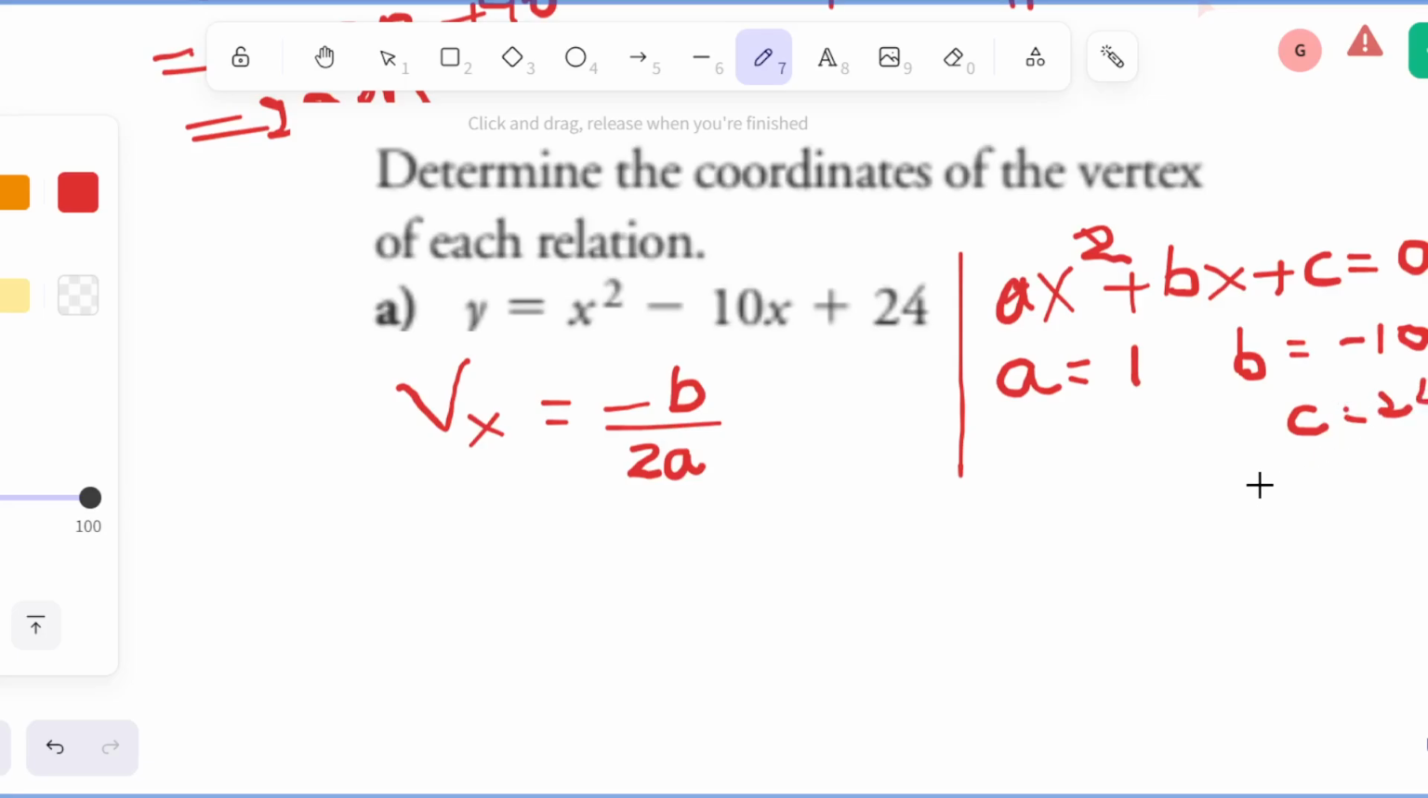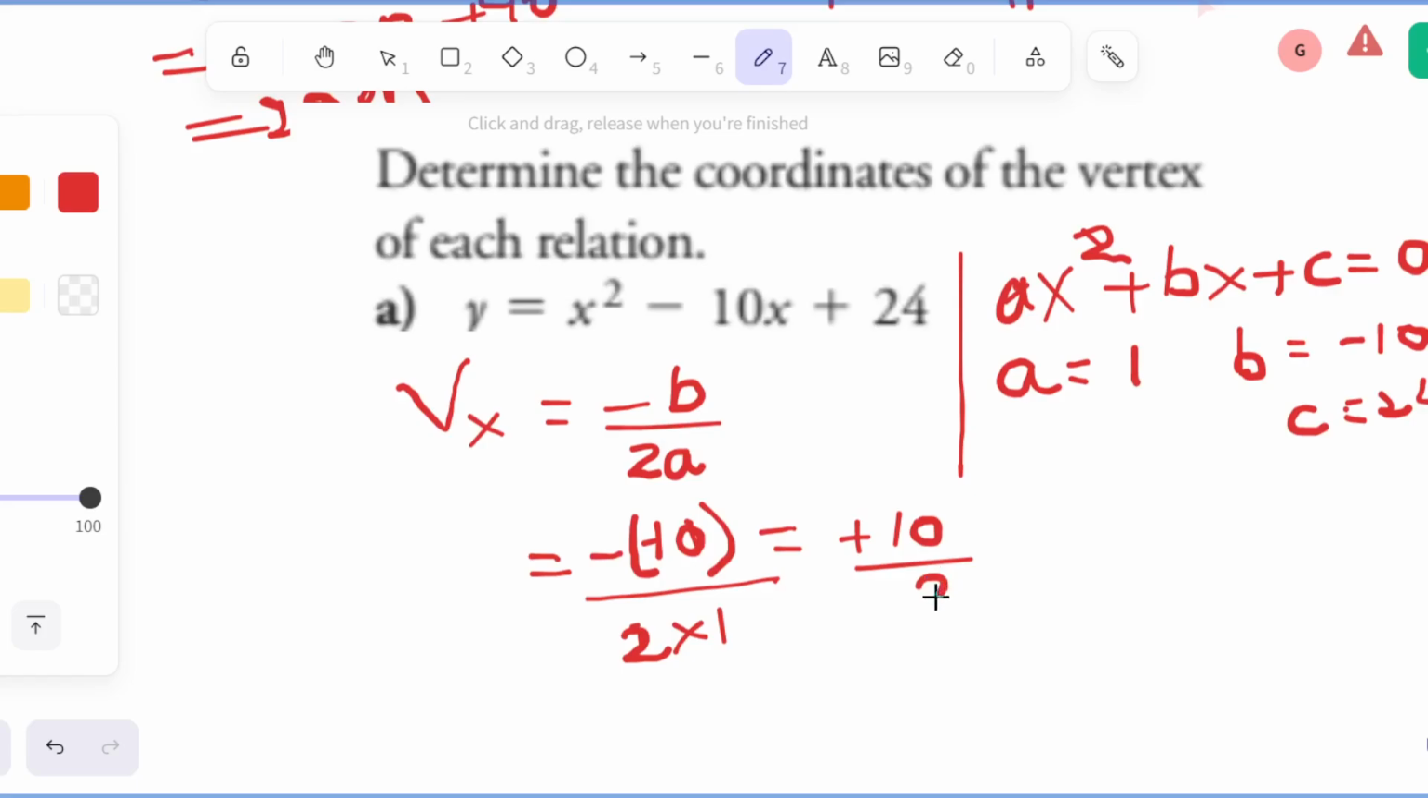Now we have to plug in. So minus b, minus of minus 10. Don't get confused with the two negatives. The b value is minus 10. This minus is fixed. And then divide by 2a, which is 2 times a, which is 1. So this will come out to be plus 10, because minus minus is plus, and 2 times 1 is 2. And 10 divided by 2 is 5. So the x coordinate is 5.